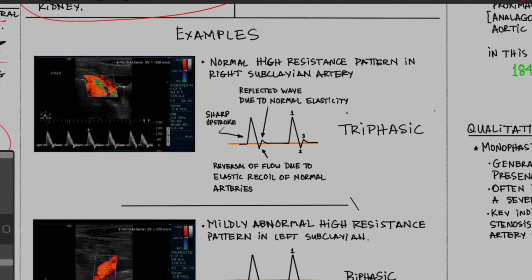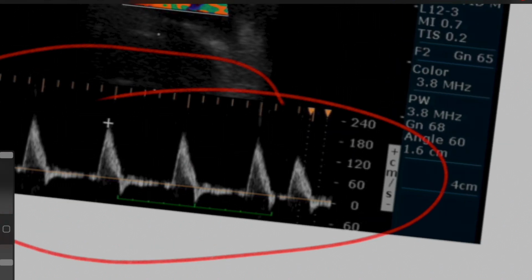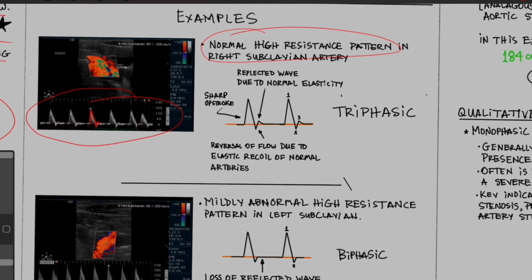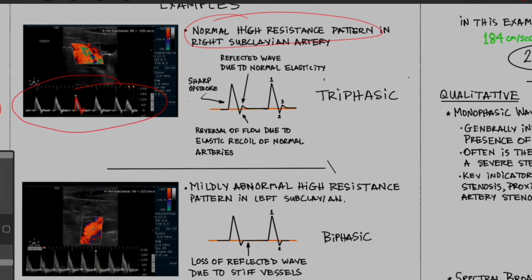Some examples to demonstrate the patterns of flow. This would be a normal high resistance pattern in a right subclavian artery. And this is the tracing here, and it's pretty much triphasic. Up and down, and then a little bit of up there. There's the expected sharp upstroke, and then the reversal of flow due to elastic recoil of normal arteries, and then a reflected wave, due to normal elasticity of the vessel. Triphasic.